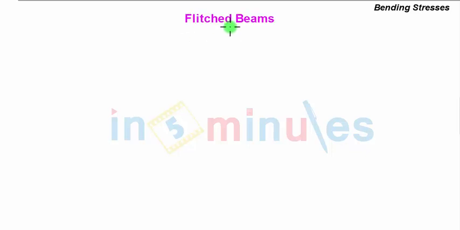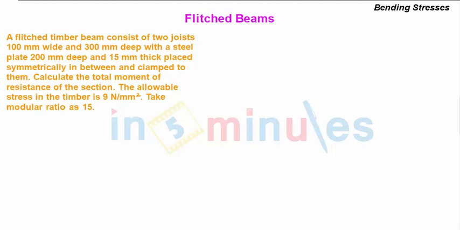We take a problem on flitched beams. The problem statement is: a flitched timber beam consists of two joists 100 mm wide and 300 mm deep with a steel plate 200 mm deep and 15 mm thick placed symmetrically in between and clamped to them. Calculate the total moment of resistance of the section, meaning that of the composite section. The allowable stress in the timber is 9 Newton per mm square. Take the modular ratio as 15.